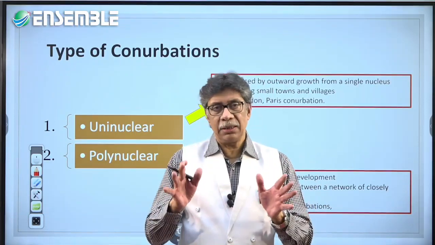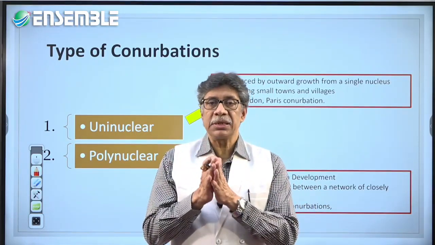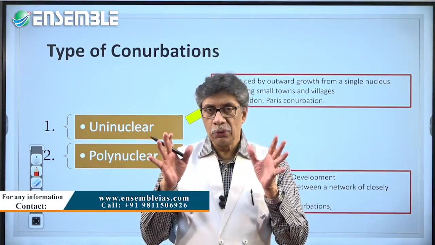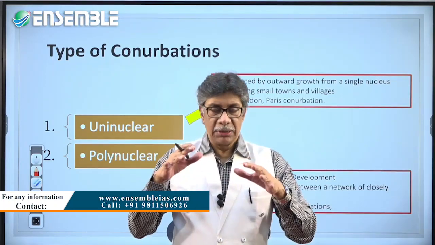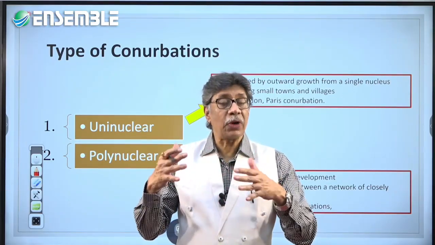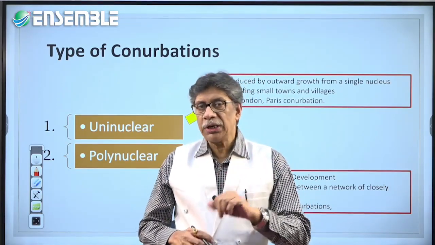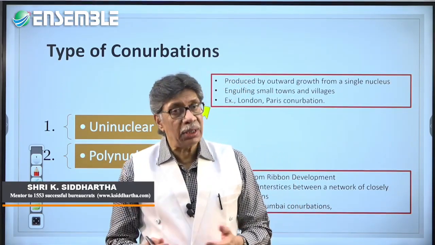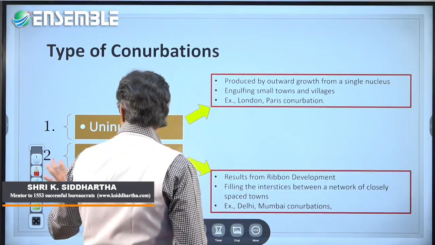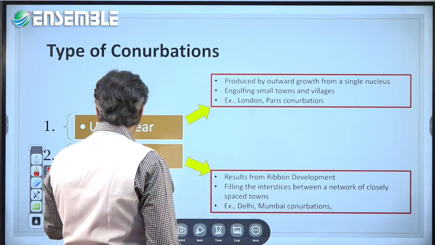But even then, these conurbations can be divided into two components. That means on the basis of how they evolve, there can be two types. One is what we are going to call uninuclear, and another is going to be called polynuclear. The meaning of both of them is different.